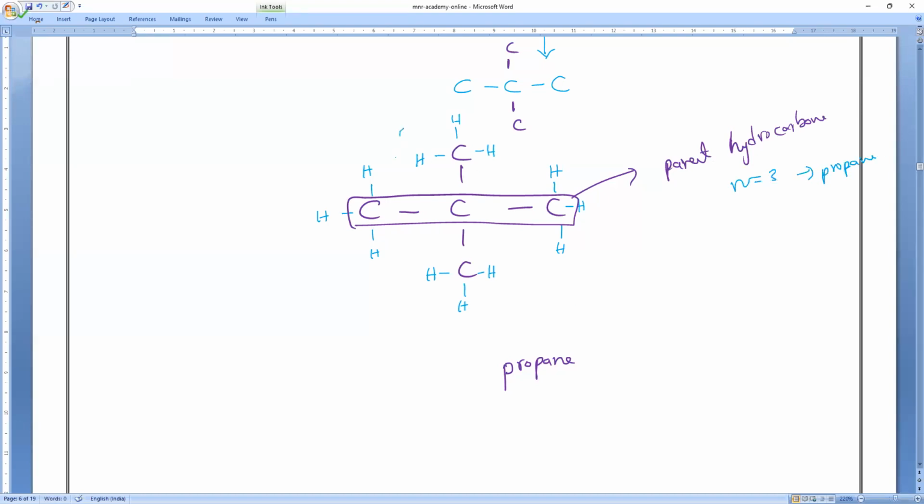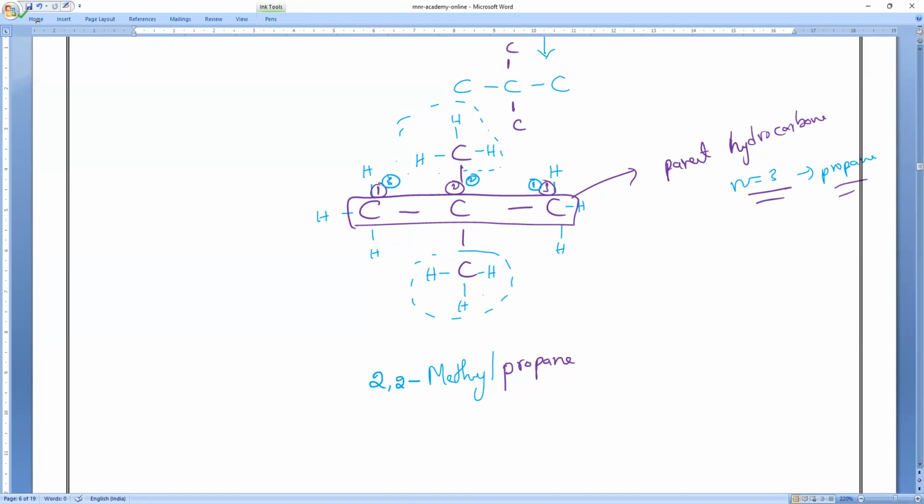Next, identify the alkyl groups. How many alkyl groups? What is that alkyl group name? Methyl. And the branched chain has to get the lowest possible number. You can go left to right or right to left. If three is the minimum number in the branched chain, left to right or right to left, both are the same. Am I right or wrong? Yes. So one, two, and three. Both branches are present at the second carbon itself. That is why it will be 2,2.